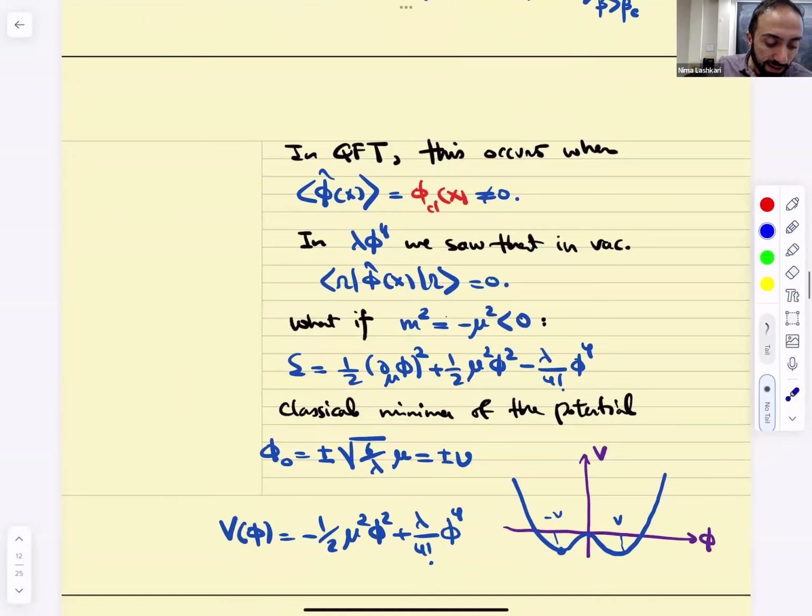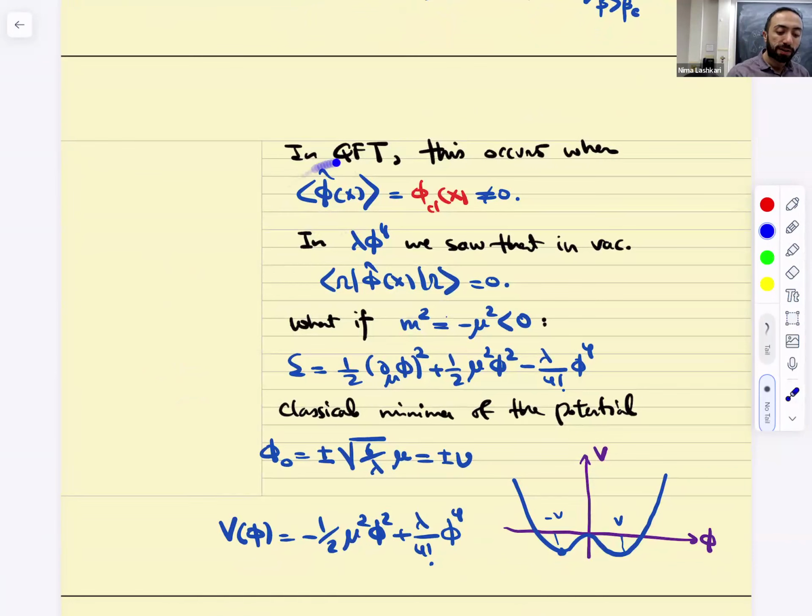So in QFT, the analogy is the setups where the 1-point function of the field is non-zero, which we call phi classical of x. And to argue for this is very easy. Take lambda phi 4 theory. We saw that in lambda phi 4 theory, when masses were positive, the 1-point function was zero. Right? But what if the mass squared is negative, so m squared is minus mu squared? Let's just analyze this Lagrangian classically, right? Minus half del_mu phi del^mu phi, where mu is a space-time index, plus half mu squared phi squared minus lambda phi 4.